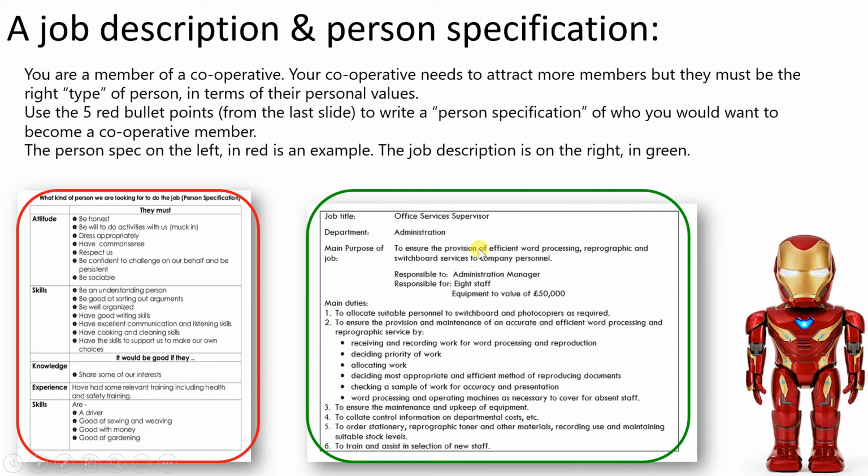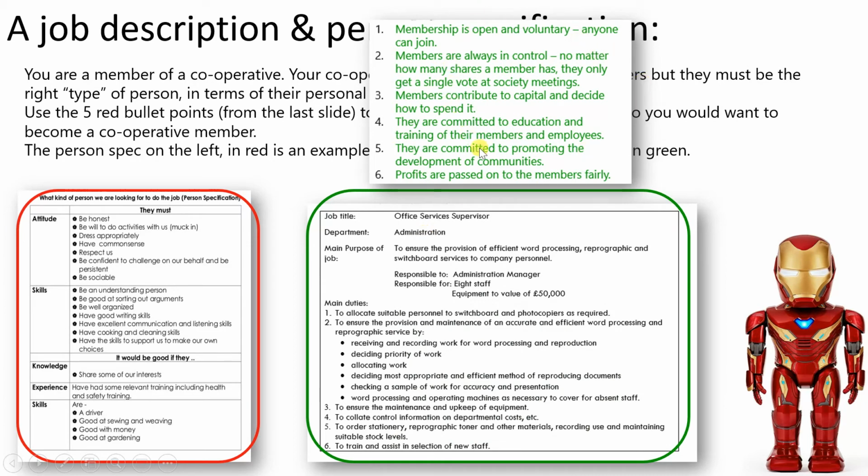Now let's look at the green box on the right. That is the job description. That is a general job description of an office services supervisor, but obviously we're not doing that, we're looking at a member of a cooperative. Now if we think back to the green section on the last slide where we looked at values, we can look at the main duties on this job description and think, well, okay, let's go back to these values and think, well, what things do the values say you have to do?